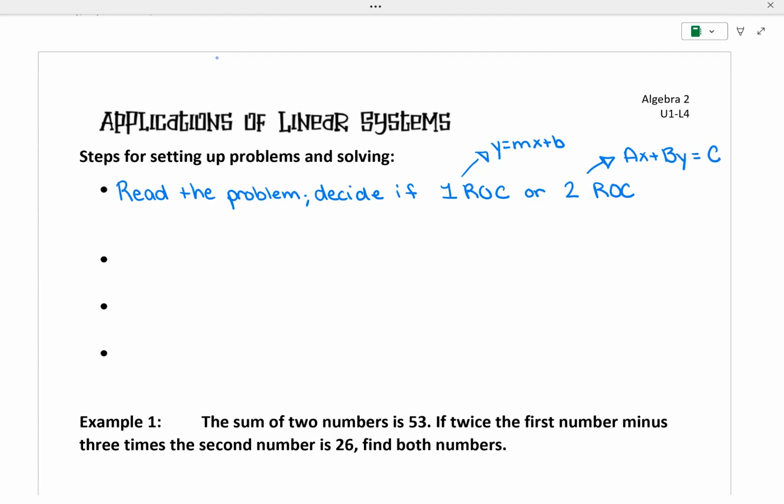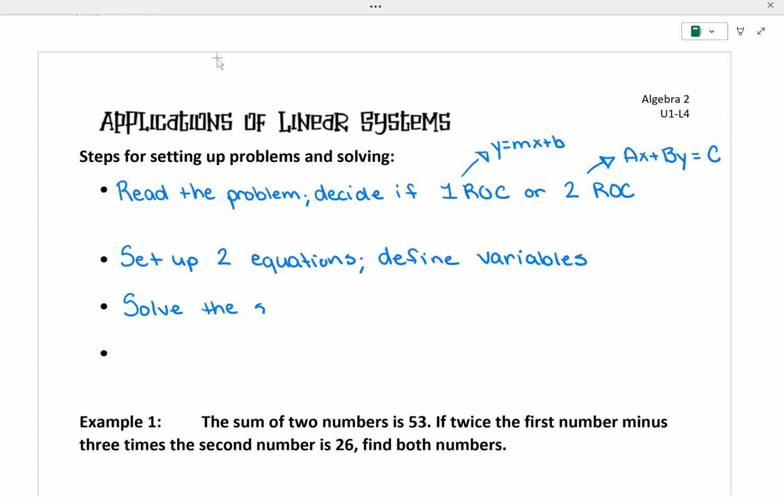Okay? Once you do that, we are going to set up two equations. And please make sure you define your variables. Okay. Next thing I want you to do is solve the system of equations with the method of your choice.